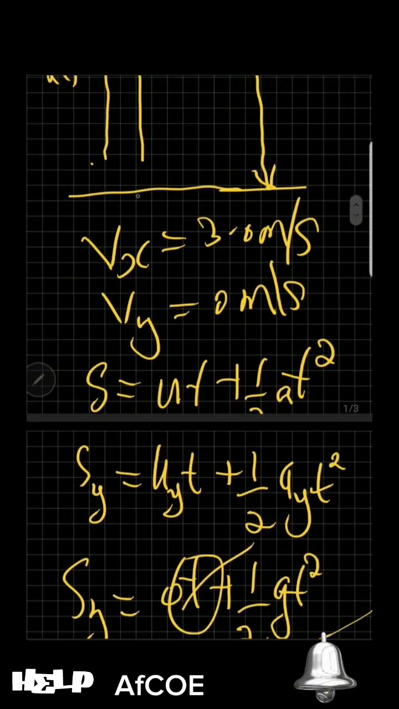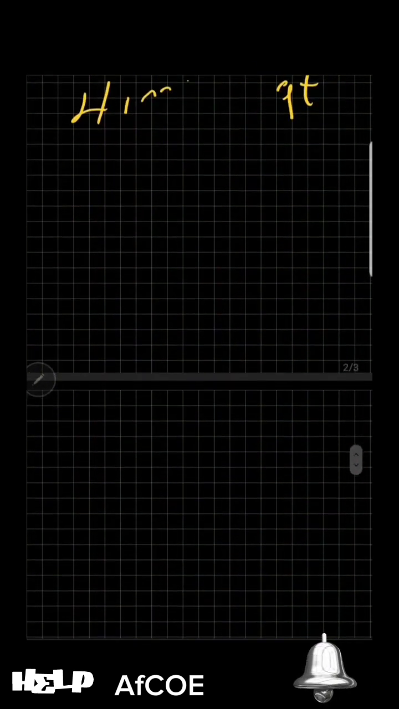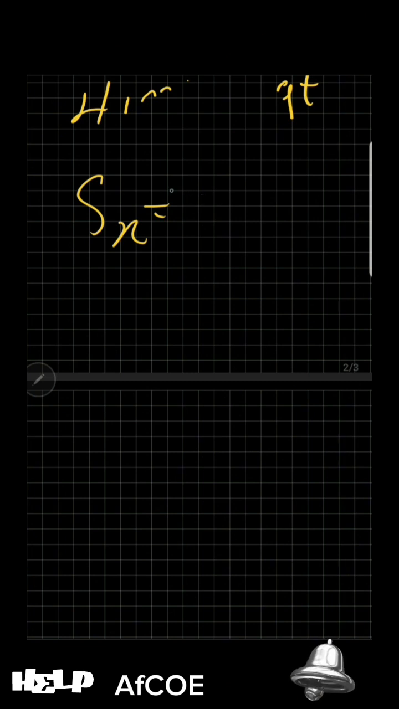Well, this is the distance. They call it range, the horizontal distance from the foot of the cliff. So in that horizontal distance, we are just using our x direction. So I will say sx equals the equation I can use: sx = uxt + (1/2)axt squared. That is the equation.